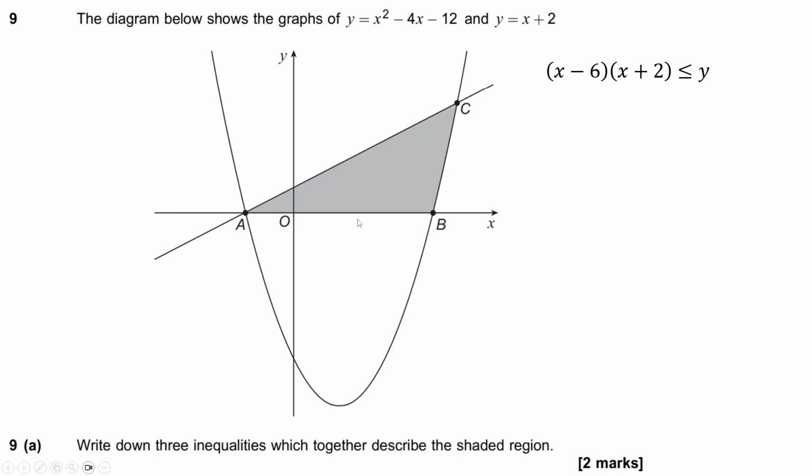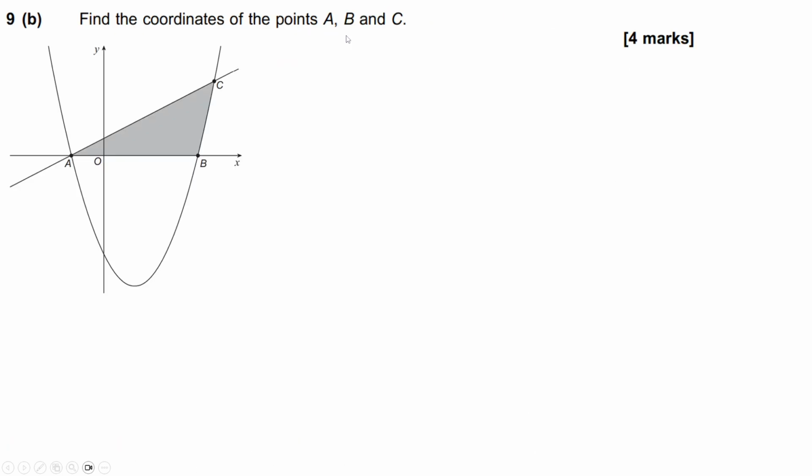But then you've also got this line here, which is y equals 0. Okay, and you want to be greater than or equal to y equals 0, that line there. Okay, and then yeah, that's fine. That's done. Write down the coordinates of A, B, and C.